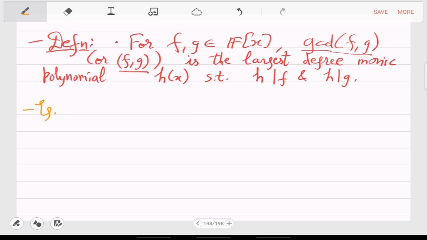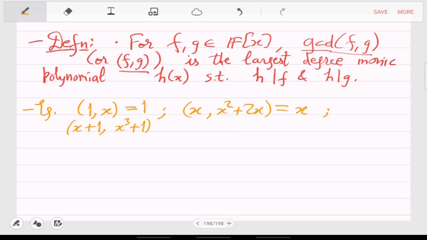Example, what is the GCD of 1 and x? Right, that will be 1. What is the GCD of x and x square plus 2x? That is x. Let's say GCD of x plus 1 and x cube plus 1. x plus 1, right? I did not say the field, but let's say this is happening in the rationals.